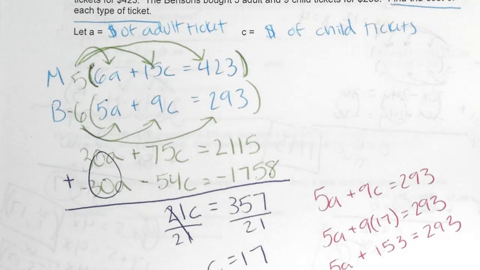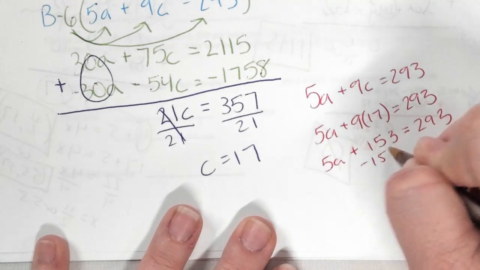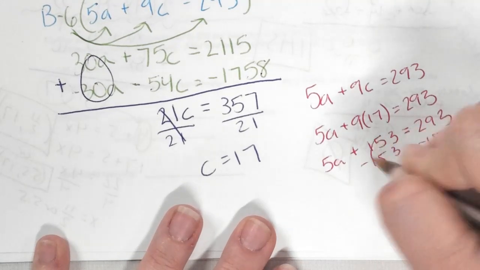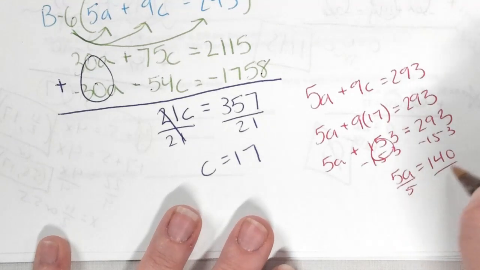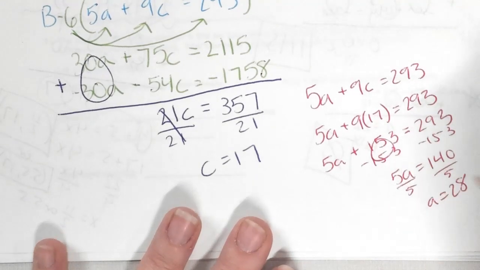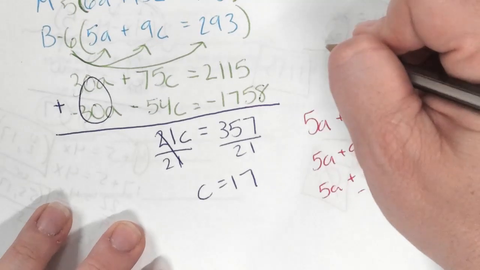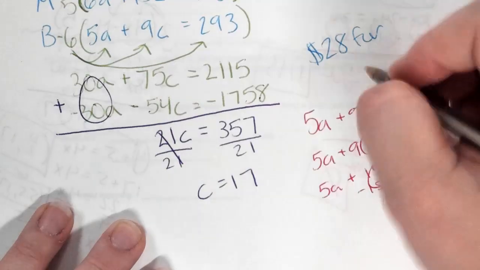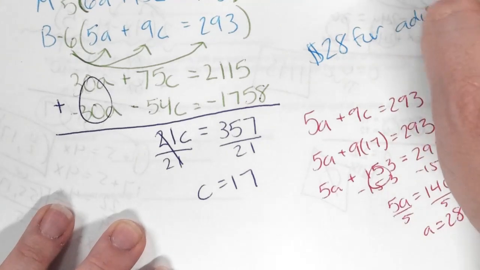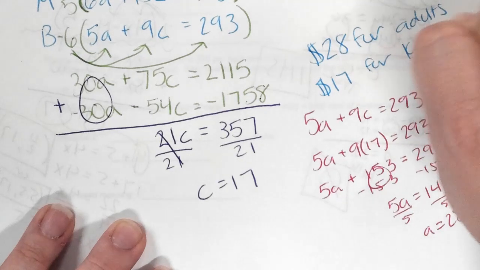Okay, and then, what do I do? Subtract both sides by 153. And I get 5A equals 140. Divide by 5, and I get A equals 28. So what's my final answer? $28 for adults, and $17 for kids.